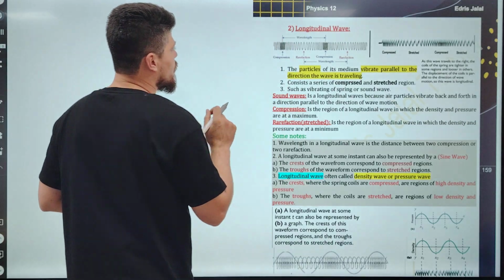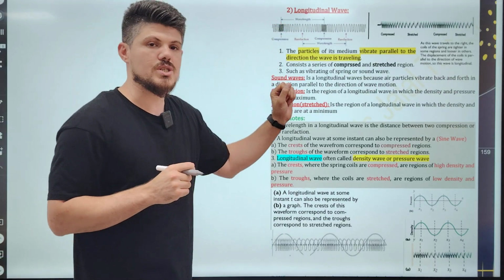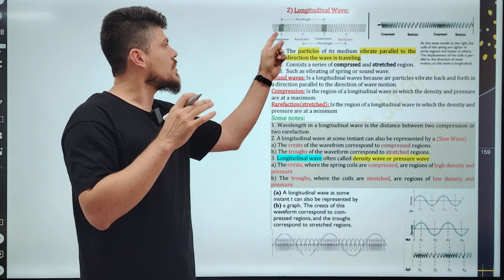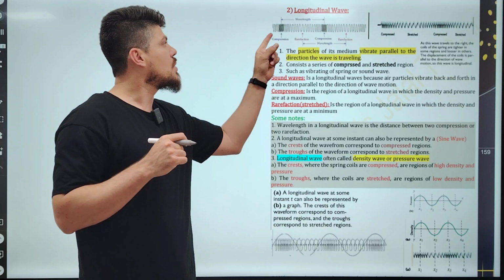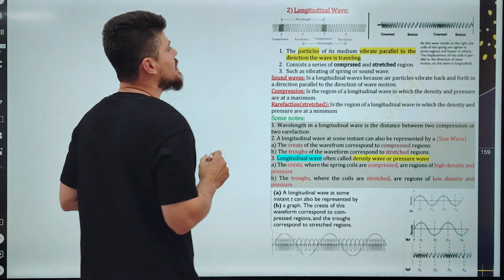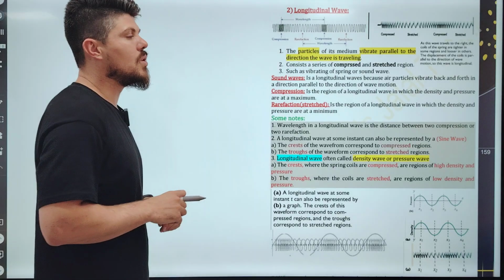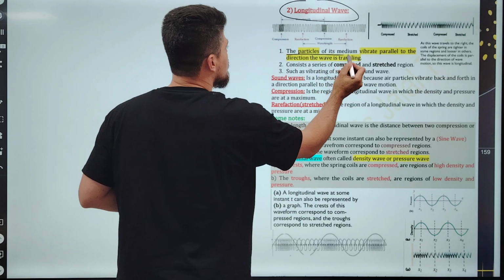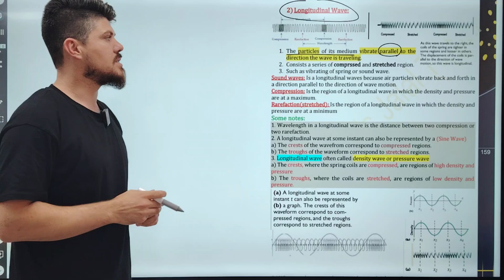If you look at the longitudinal wave, look at this spring. We have two different regions. In this region, the coil is pinched together, so we can say it is the compression region, because it has more density and more pressure. Another region is called the rarefaction or stretched region, which has low density and low pressure. In a longitudinal wave, the particles of the medium vibrate parallel to the direction the wave is traveling.